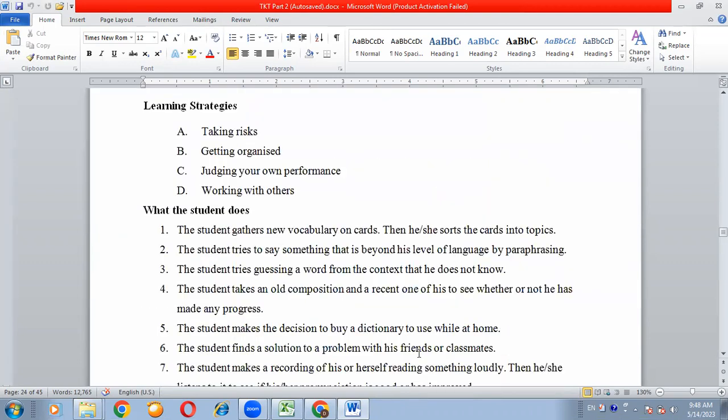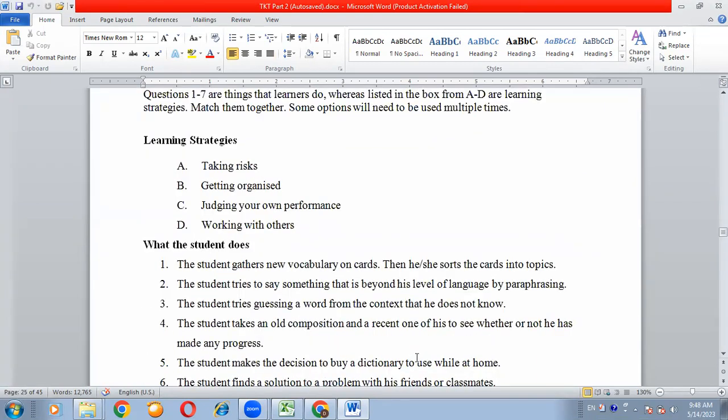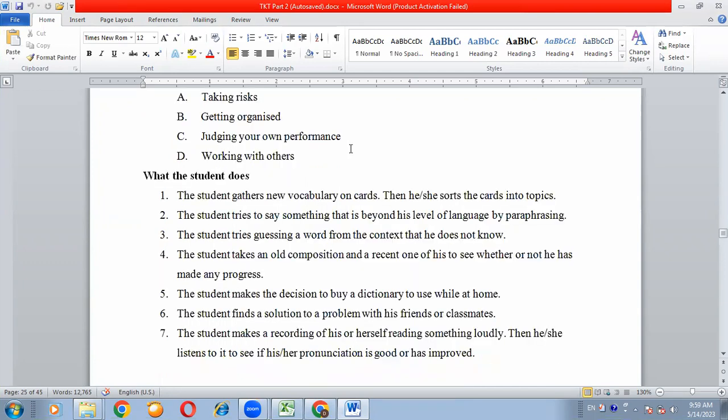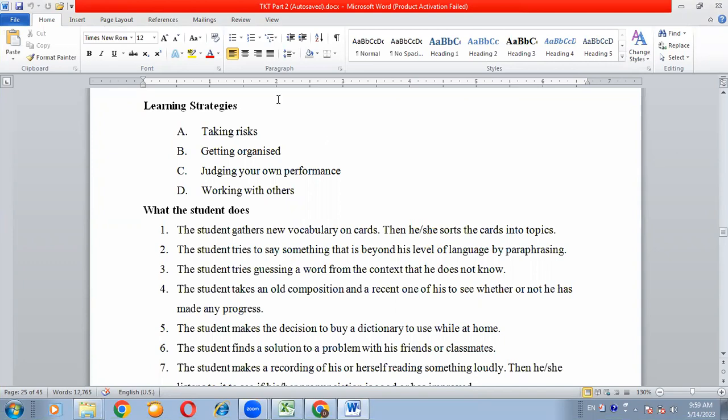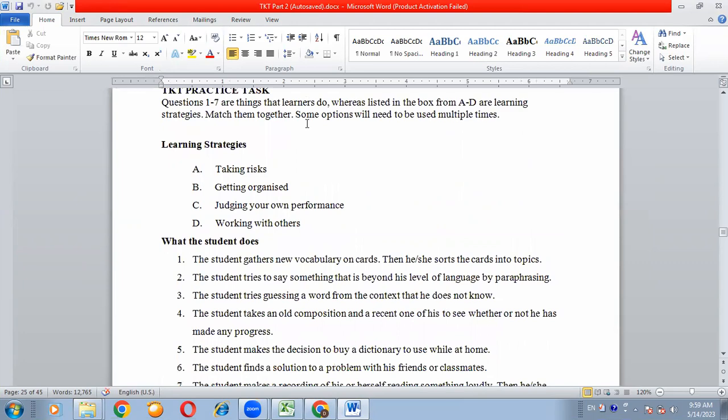Okay. This is the TKT practice task. You have five minutes to complete it, then we will discuss. The learning strategies are: taking risks, getting organized, judging your own performance, working with others. Then you have to match what the student does with the learning strategy.